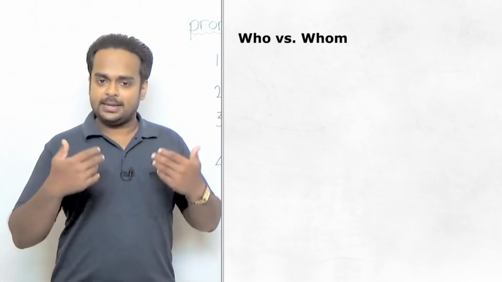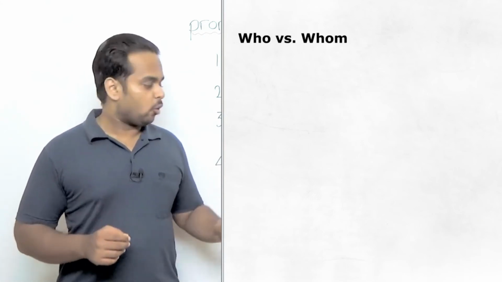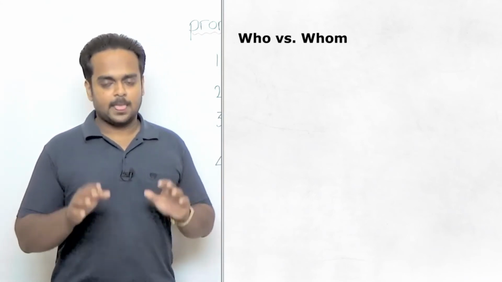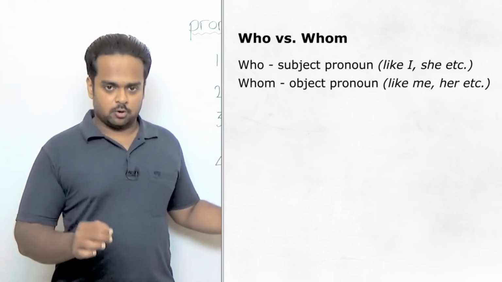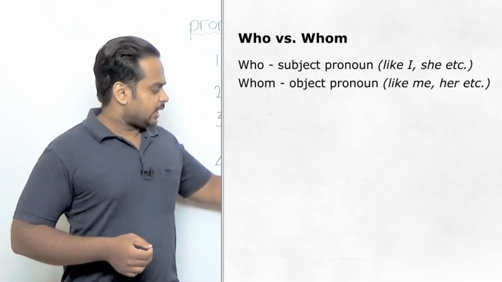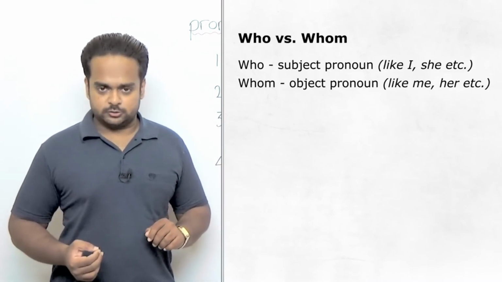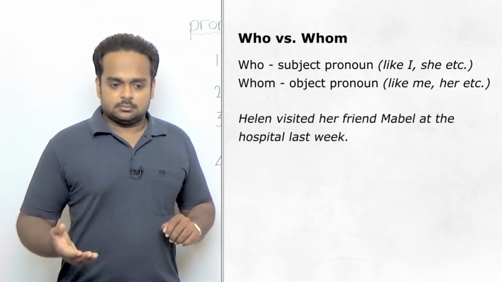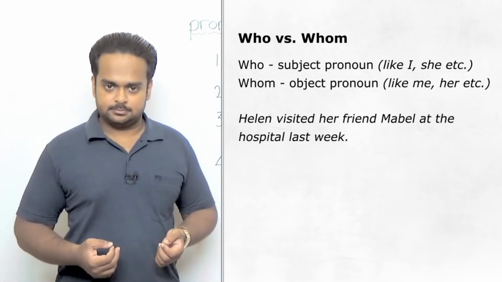But if you are writing something formal or if you want to use correct grammar, then of course it's important to know the difference. And the difference is this. Who is a subject pronoun, whom is an object pronoun. It's like I and me. Let's take the situation. Helen visited her friend Mabel in the hospital last week.